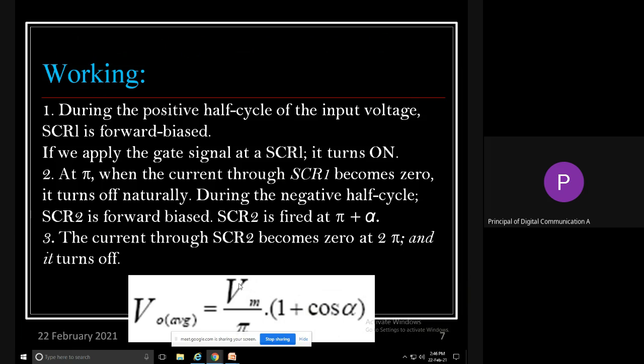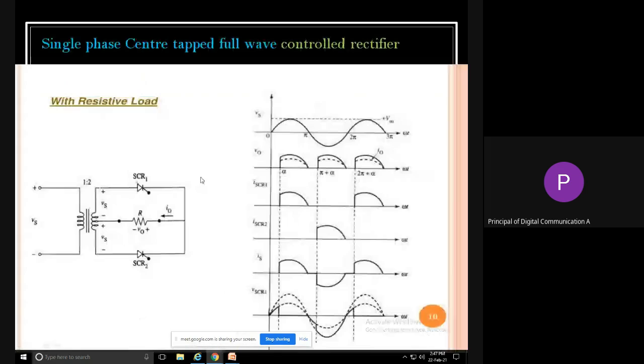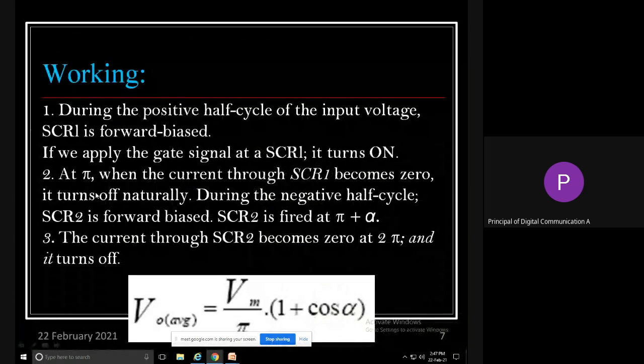So what are the steps behind that? During the positive half cycle of the input voltage, that is the input source, SCR1 will be forward biased. So when this is plus and minus here, SCR1 will be in forward bias, but it is not on. It is only in forward bias. At the same time, SCR2 will be in reverse bias. As it is in reverse bias, there is no question of turning on. So this is the first step.